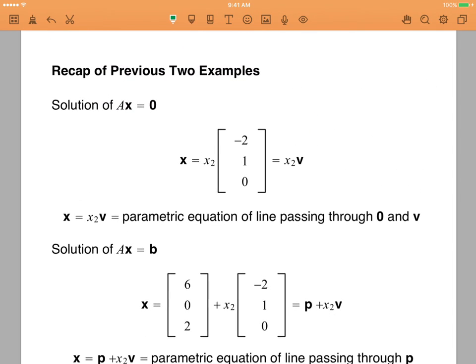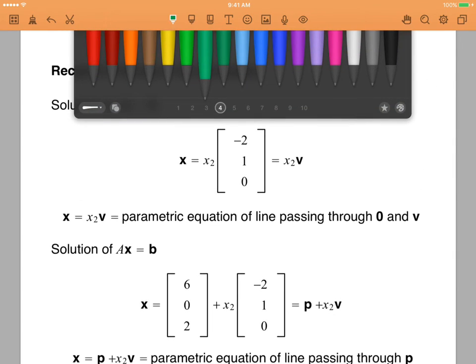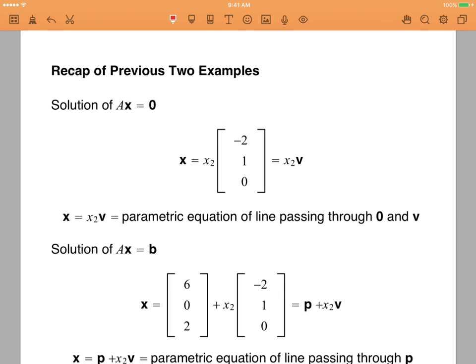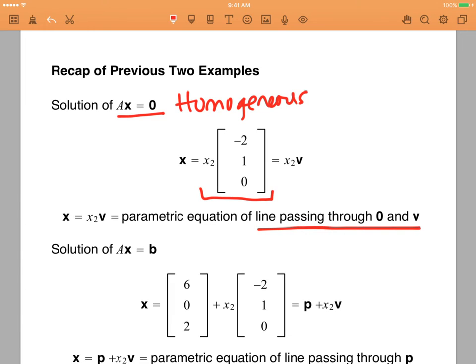spread this apart. So I go with my previous color coding. Ax equals 0, that's homogeneous. Solution set looks like this, where it's just all multiples of a single vector. And the line will pass through 0, and then also whatever that vector is here, v is -2, 1, 0. And it will always pass through 0.